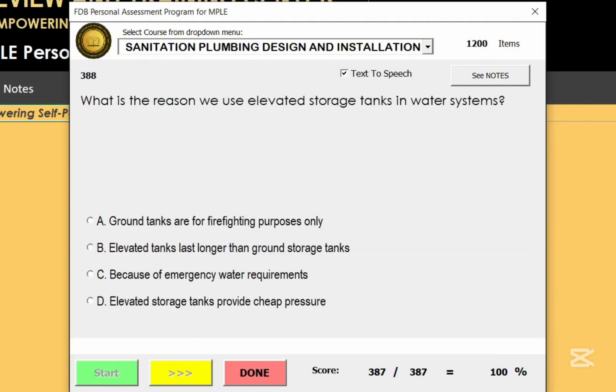What is the reason we use elevated storage tanks in water systems? A. Ground tanks are for firefighting purposes only. B. Elevated tanks last longer than ground storage tanks. C. Because of emergency water requirements. D. Elevated storage tanks provide cheap pressure. Please pick your choice. Option D is your choice, and it's the correct answer. Well done.